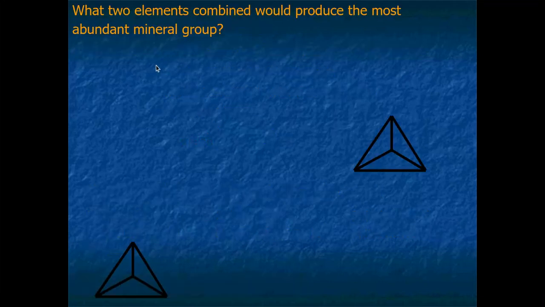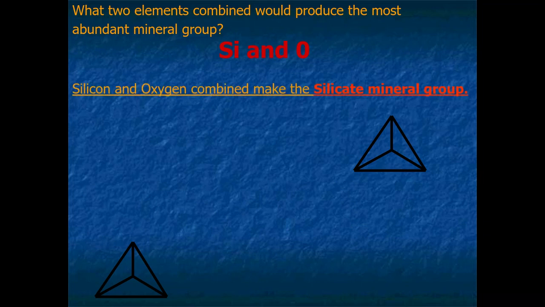So let's take a look now at the silicate group, or let's take a look at the two elements that combine together to produce that most abundant mineral group, the silicates. And so there's Si, silica, and oxygen. And with the combination of silica and oxygen, again, makes the silicate mineral group. This represents the largest mineral group.